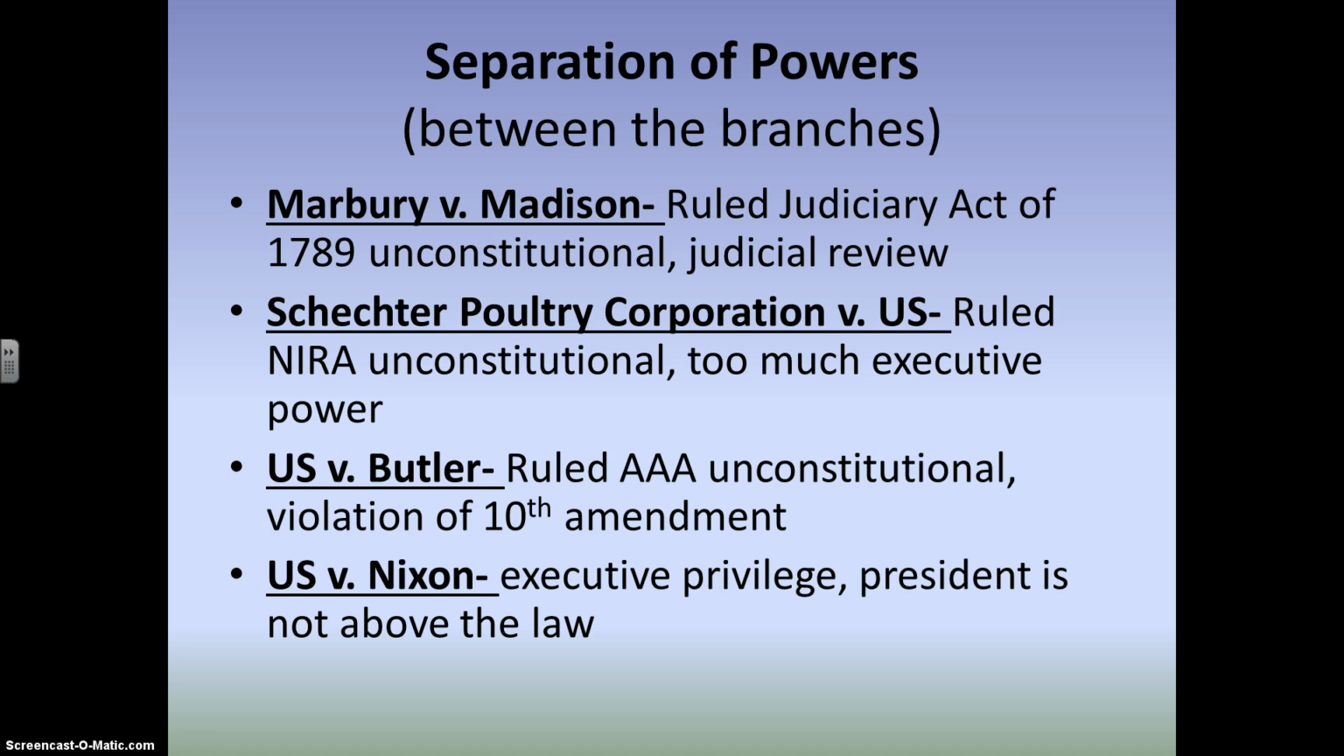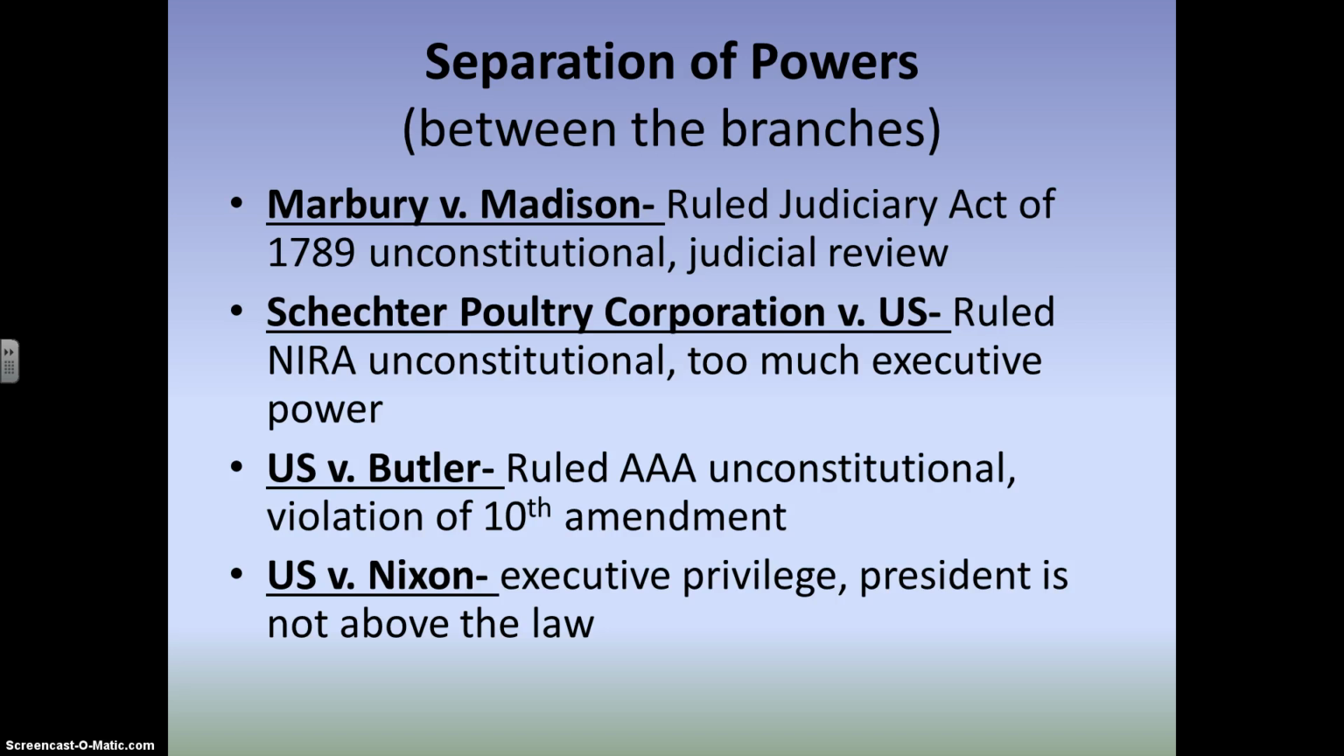The next two are from the New Deal. Now listen, if you don't know these, it'll be okay. Sometimes you see them on the multiple choice together, but they are examples of separation of powers. You've got Schechter Poultry, which said that the NRA was unconstitutional, gave too much power to the president, executive, Supreme Court, judicial. And U.S. v. Butler, which ruled that the AAA was unconstitutional. It was a violation of the 10th Amendment, which gives us reserved powers. Honestly, don't worry about them as much as worry about Marbury.